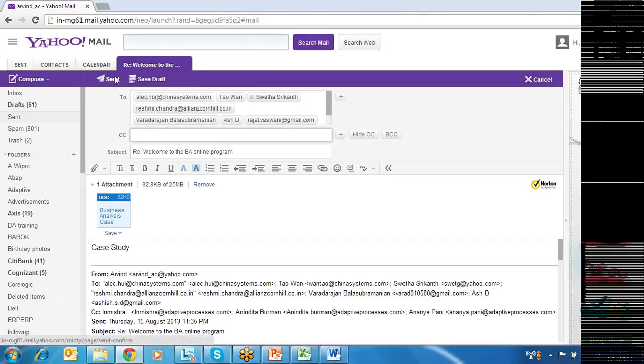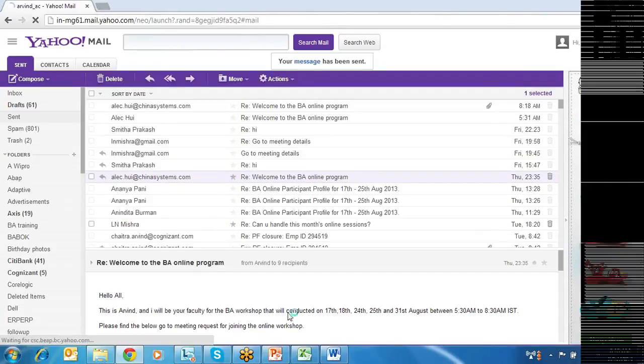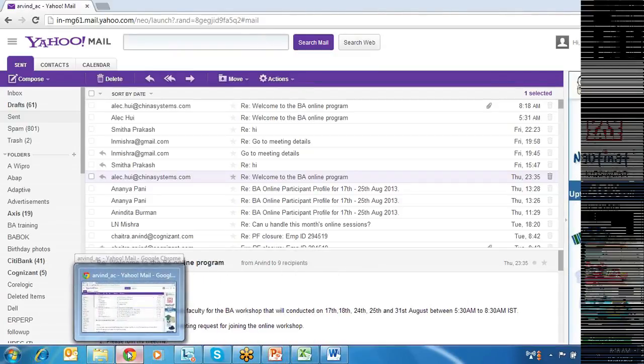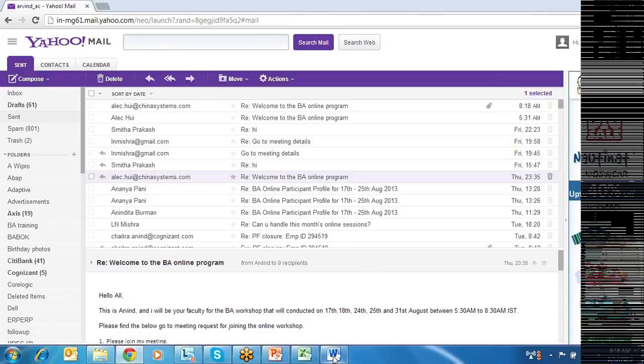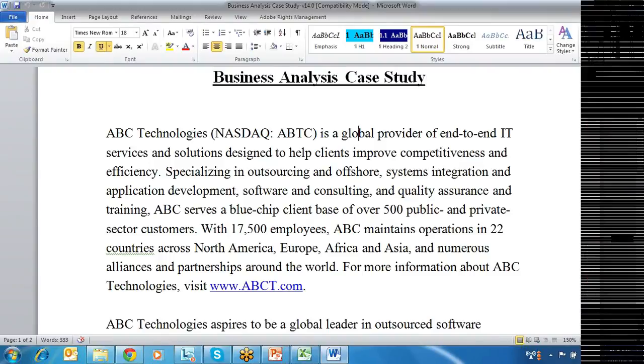So this case study is very important. Just make sure that we'll go through it. So this is how we're going to approach building a business case.